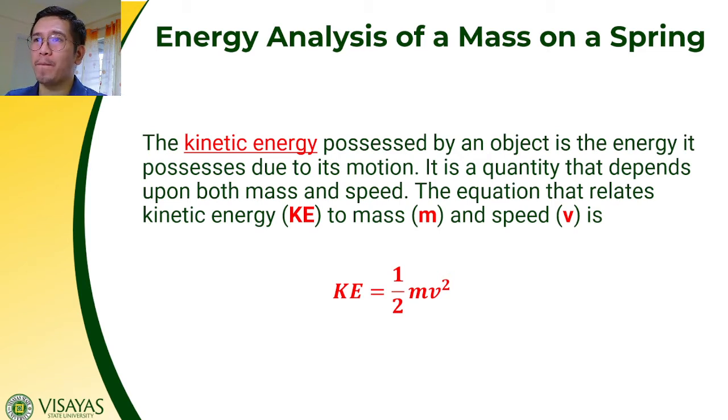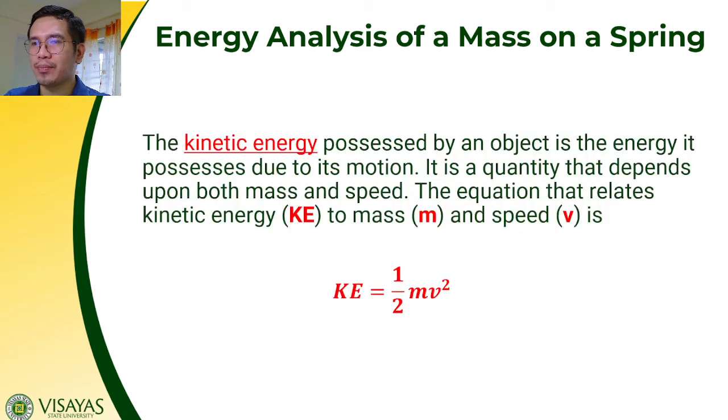So, energy can be kinetic. There are different types of energy, and one of those is the kinetic energy. This is the energy possessed by an object due to its motion. It is a quantity that depends upon both the mass and the speed. If we write that in a formula, we have KE is equal to 1/2 mv squared, or kinetic energy is equal to 1/2 times mass times the square of the velocity.